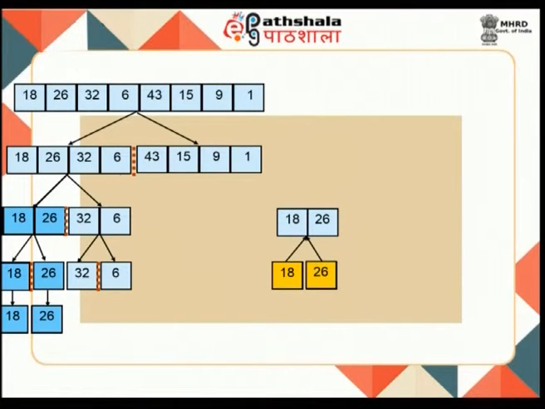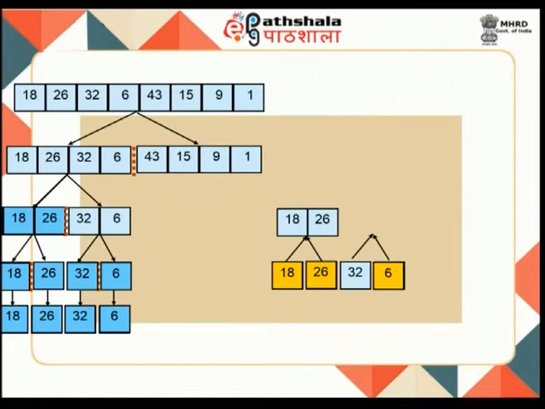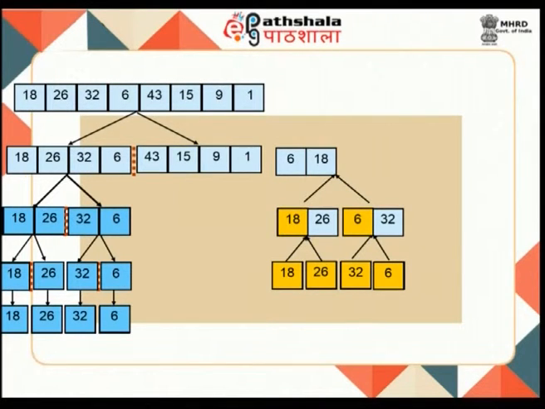So you can see 32 and 6. It is getting divided. I am trying to merge this. Now I can combine these two by merging. You can see it becomes 6, 18, 26 and 32. This is the sorted sequence of the first half of this particular unsorted array.